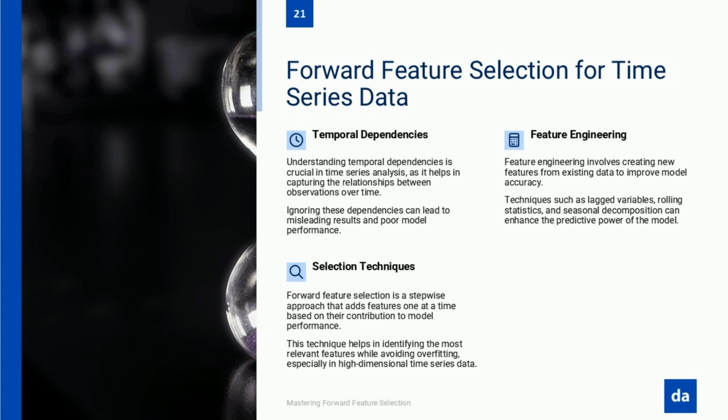So while forward feature selection works for time series, it requires careful handling. The benefits? A leaner, more interpretable model that captures the right time-based patterns without getting lost in unnecessary complexity. But what happens when your dataset is truly massive, like millions or billions of rows? That's when we need to talk about feature selection in big data environments, and that's coming up next.